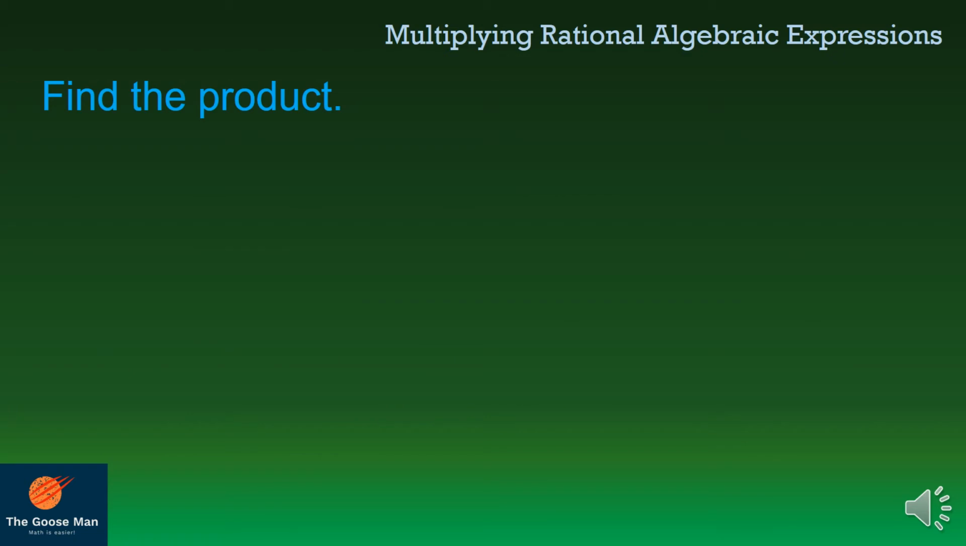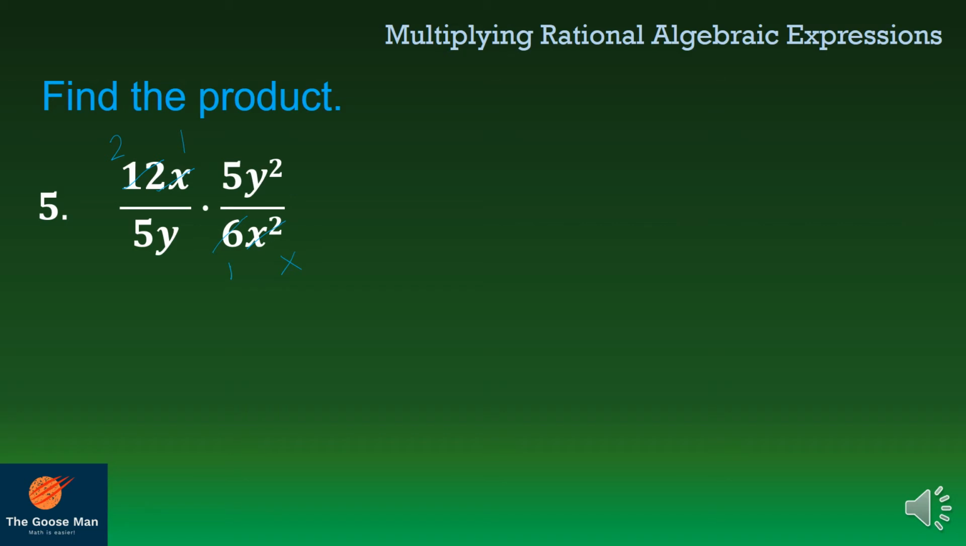Okay, so let's try this example. I have 12x all over 5y times 5y squared all over 6x squared. Again, the greatest common factor between 12 and 6 is 6. So 6 divided by 6 is 1. Then 12 divided by 6 is 2. And also, I can factor out x. X divided by x is 1. X squared divided by x is x. Next, 5 and 5 can be factored out. And y divided by y is 1. Y squared divided by y is y.